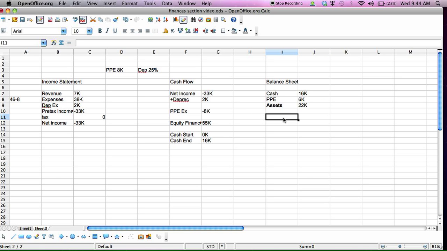Let's take a look at liabilities. We don't have any liabilities. What about owner's equity? We have our contributed capital, which is the money we got from outside sources, which is going to be the same thing as our equity financing, 55,000. And then under owner's equity, we also have our retained earnings. We don't have any dividends, so that's just going to be whatever our net income is, which is minus 33,000. So combined liabilities and owner's equity equals 22,000.